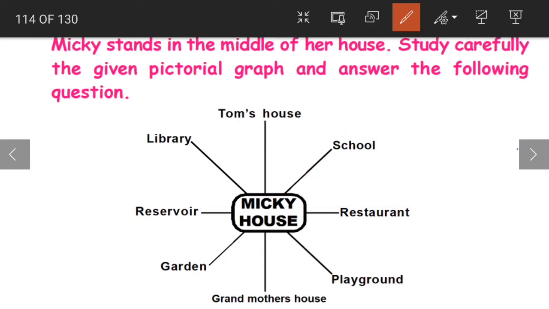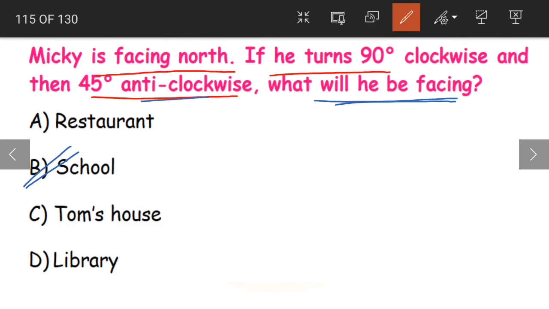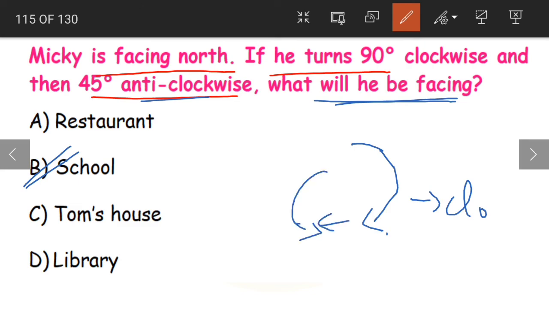If you ever get confused between clockwise and anti-clockwise, just remember how the clock works. Yes, the movement, this clock moves in this direction. So this is called clockwise. When we move in the opposite direction of this, it is called anti-clockwise.